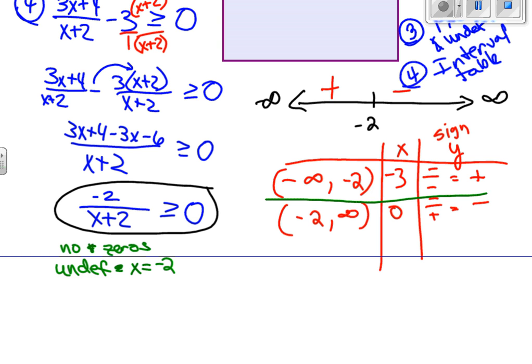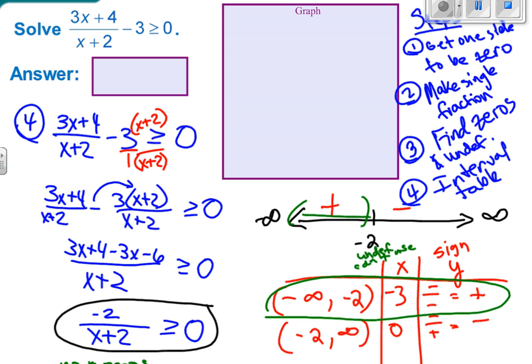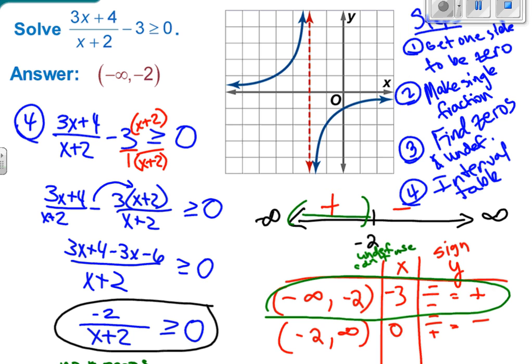However, when I do this, can I include the negative 2? No. Even though it says or equal to, I can't include the -2 because that's not a 0, it's an undefined term. So undefined can't use. We can't use it. It just can be a boundary. So when it's greater than or equal to 0 from -infinity to -2, not including that. So our solution is from -infinity to -2, and our graph is there.